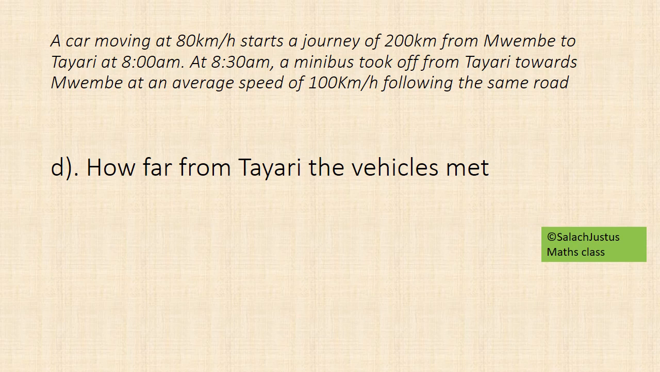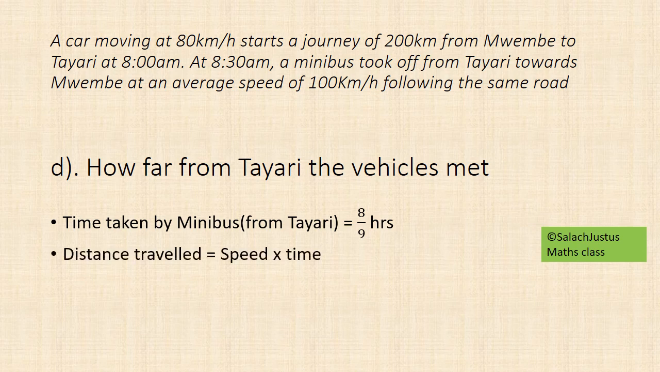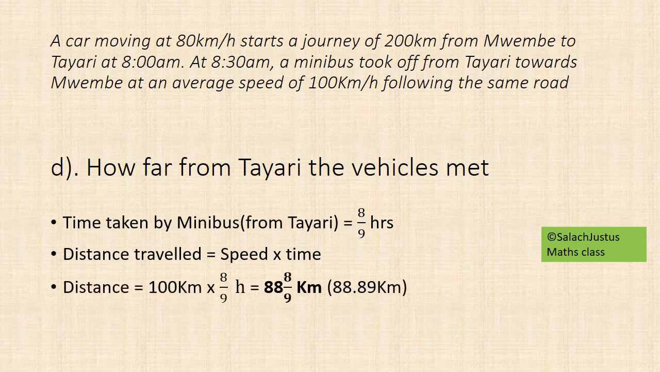How far from Tayari did the two vehicles meet? Now we can precisely follow the minibus because it took off from Tayari and we know the time traveled by the minibus to the meeting point. So we shall multiply the time traveled by the minibus by the speed of the minibus to get 100 times 8/9. That is about 88 and 8/9 kilometers, or 88.89 kilometers.